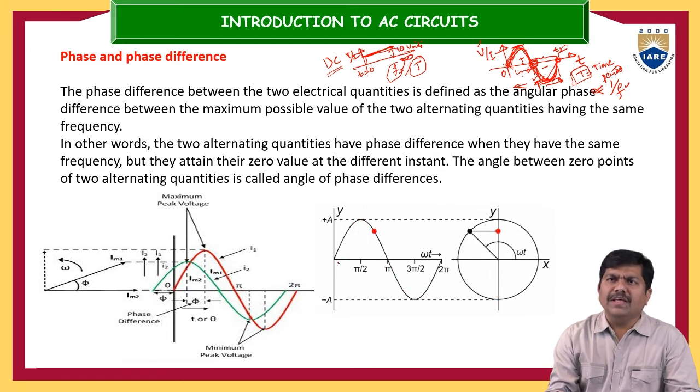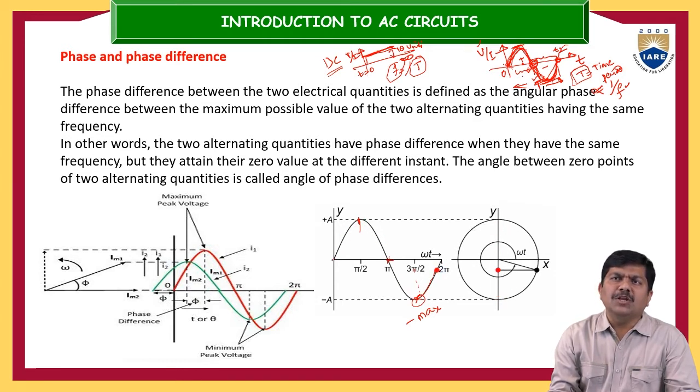Now if you are varying from t equal to 0 up to pi by 2, at this pi by 2 it reaches the maximum positive value. Then from pi by 2 onwards, at t equal to pi, it goes back to the 0 value. From pi onwards, at 3 pi by 2, it reaches the negative maximum. And further from 3 pi by 2 to 2 pi, it goes back to 0.